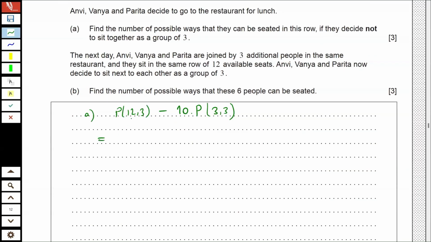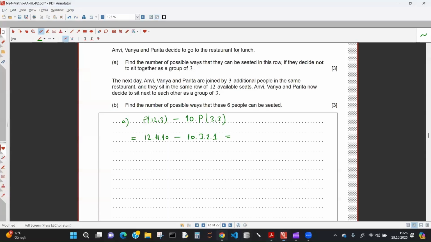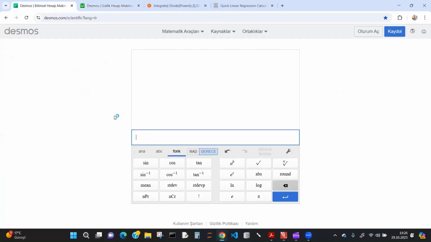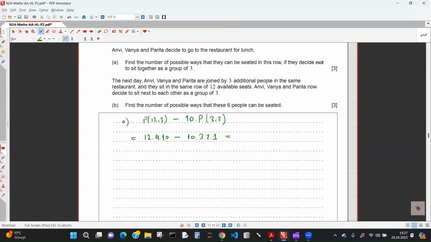What is this? The permutation of 12 people in three seats. It is 12 times 11 times 10 minus 10 times 3, 2, 1. Let's calculate this. Minus 60, right? It is 1,260.